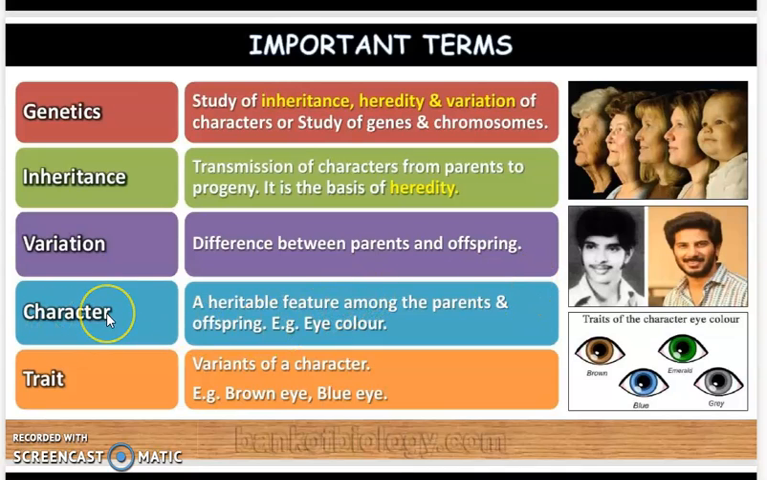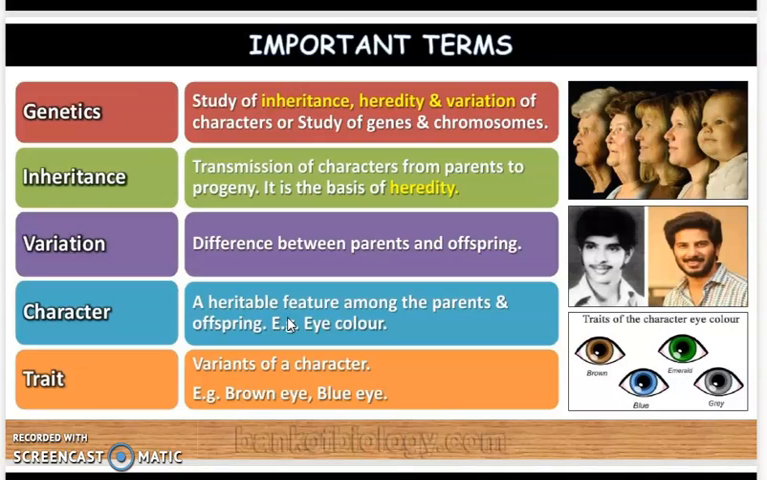Now coming to character. So what is this character? A heritable feature among the parents and offspring. Right? An example is eye color. You would have got your eye color from your father or your mother. So that is a character. And your eyebrows, if they are sharp or how the eyebrows are, depending on that, you have got the character from your mother or father, right? So characters are heritable features among the parents and offspring. Heritable means the features that offspring get from parents.